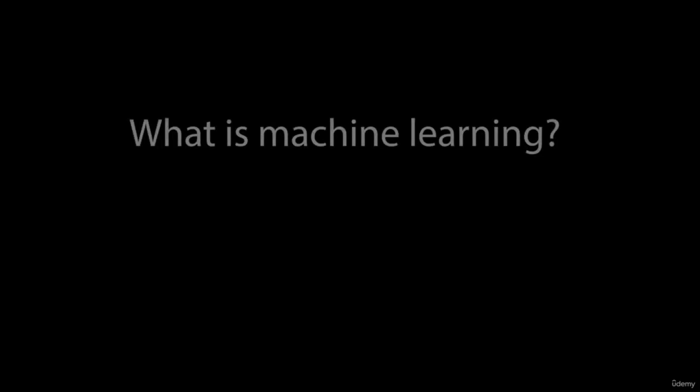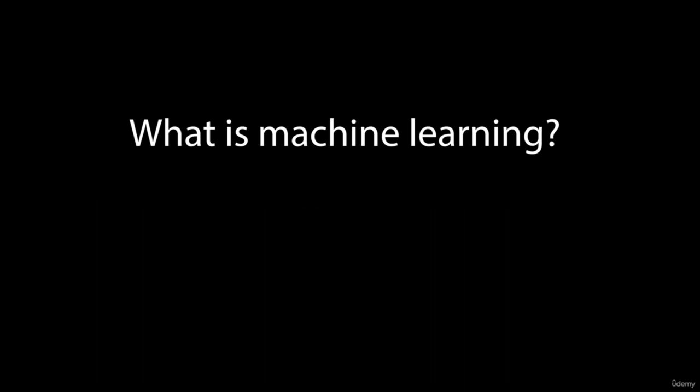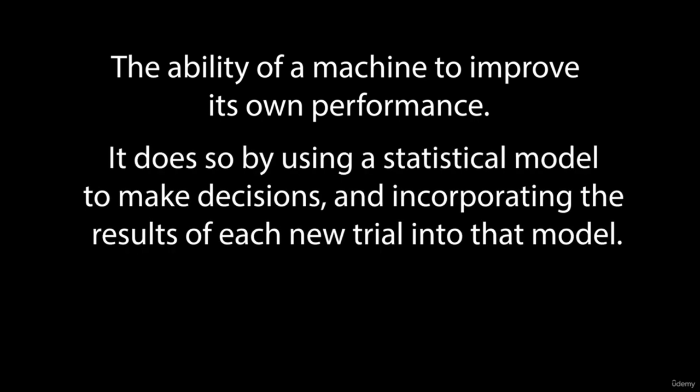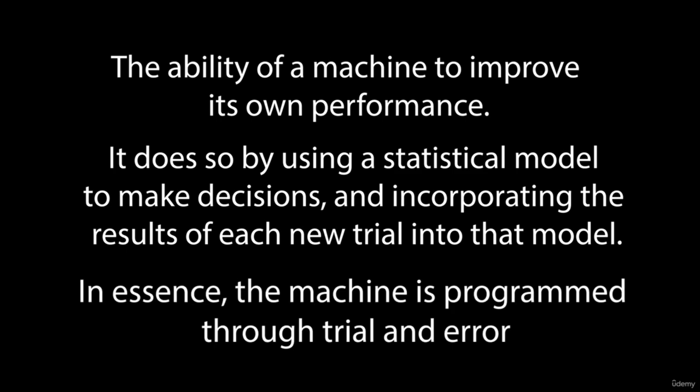So let's start from the beginning by asking ourselves, what is machine learning and why do we need it in our lives? Firstly, what is machine learning? Webster's dictionary defines machine learning as the ability of a machine to improve its own performance. It does so by using a statistical model to make decisions and incorporating the results of each new trial into that model. In essence, the machine is programmed through trial and error.